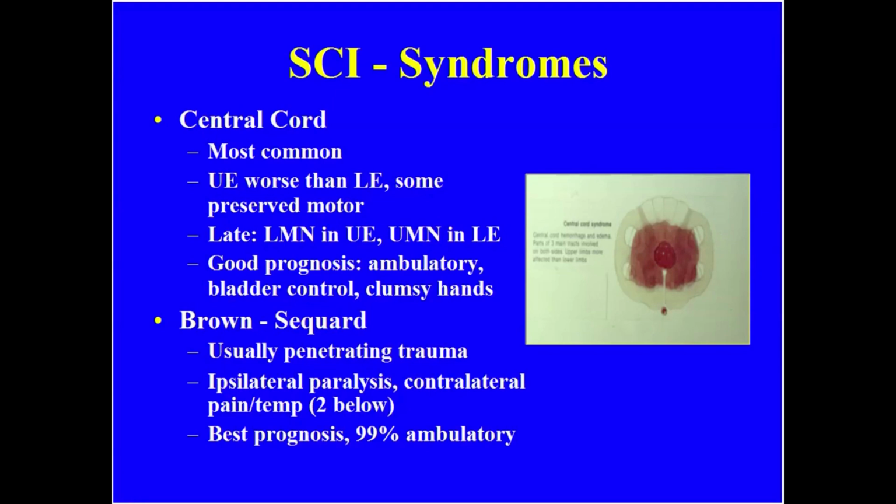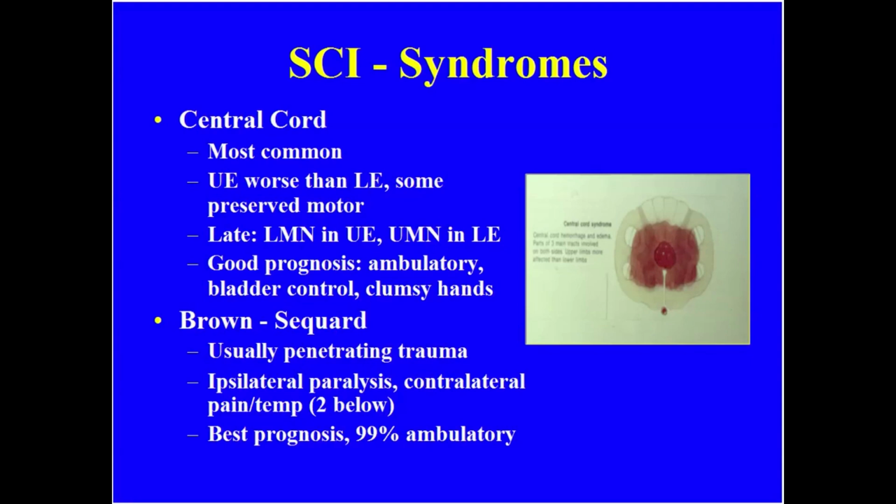If there's no motor function distal to the injury, that's probably an anterior cord. But if they have some preserved motor, that's oftentimes a central cord, particularly when the arms are weaker than the legs. The late picture that you will see is a lower motor neuron picture in the upper extremities because of nerve root injury, so like clumsiness in the upper extremities, and an upper motor neuron spastic picture where they'll have like a spastic gait in the lower extremities.